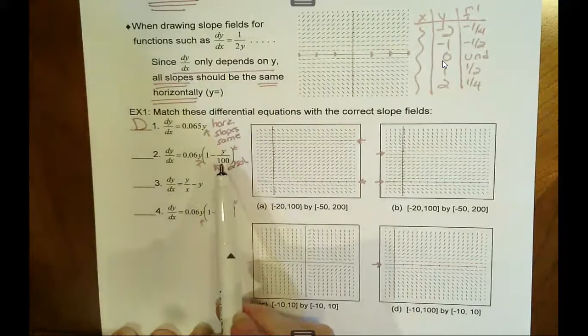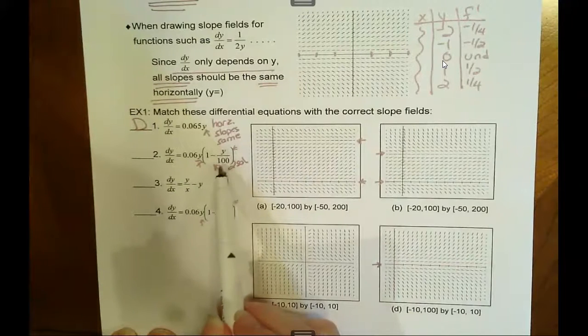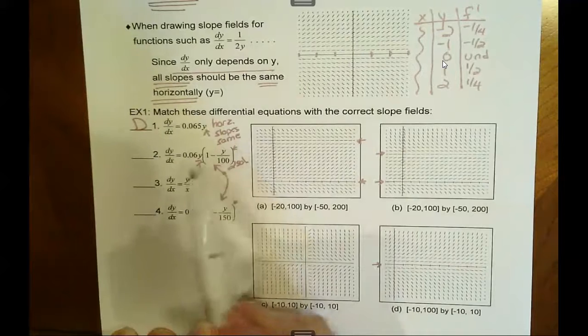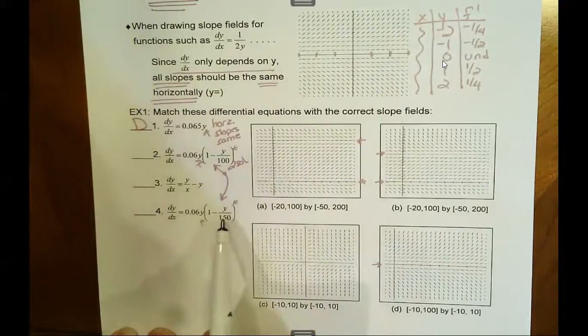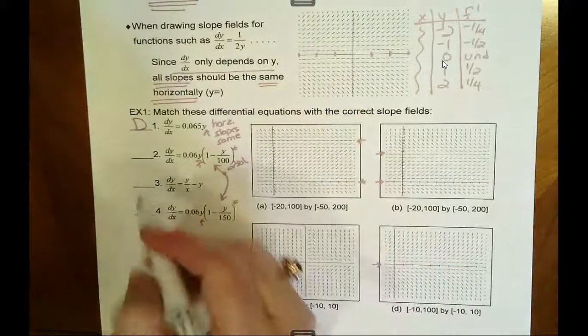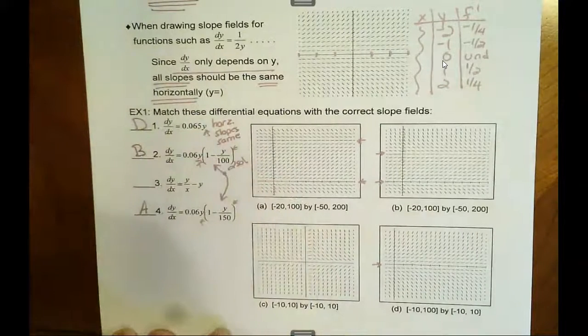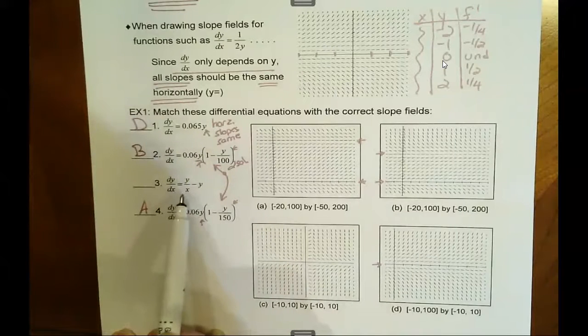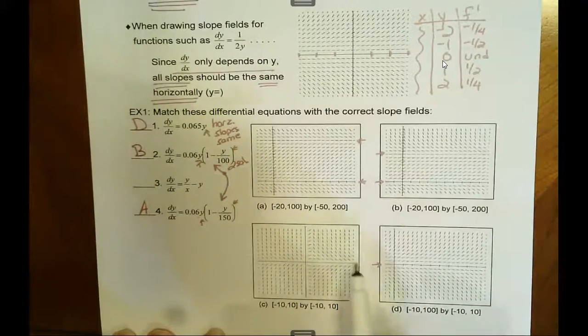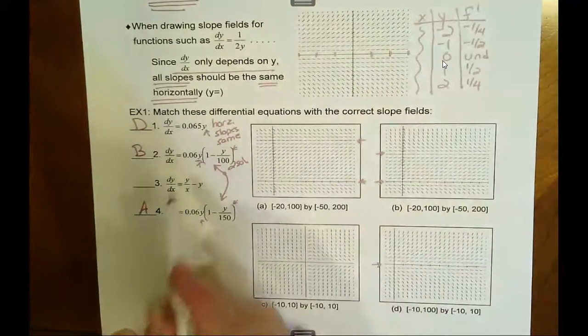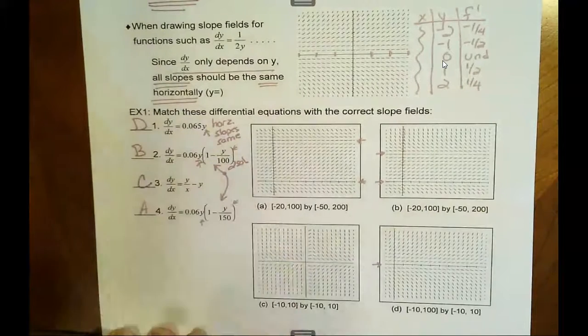When I set these equal to 0, I'd have negative y over 100 equals negative 1. I'd multiply by negative 100. Here, I would multiply by 150. And so this one's going to have a higher slope. So the higher slope, the higher value, is graph A, and the lower one is graph B. Now that leaves us with graph C to go with this equation, and this equation has x and y. So the slopes are not the same horizontally, nor are they the same vertically, because it depends on x and y. So this one would be C.